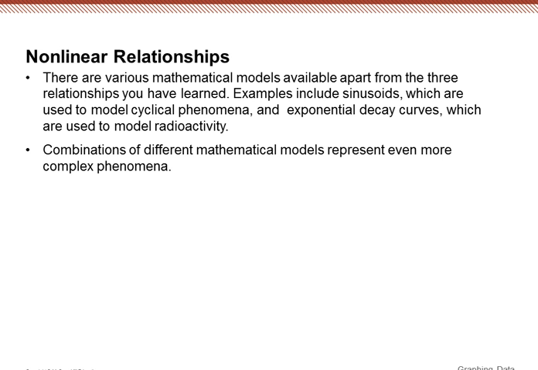As mentioned before, there are many other mathematical models apart from the three that we discussed in this video. Such models would be sinusoids, which would represent cyclical phenomena or harmonic motion, and exponential decay and growth, which we could see in bacterial growth or radioactive decay. So there are other models that could come about other than the three discussed in this video. And combinations of different mathematical models can be used to represent even more complex phenomena.